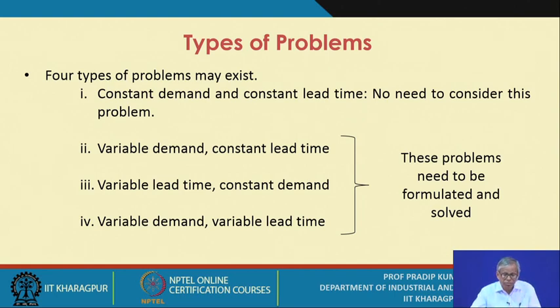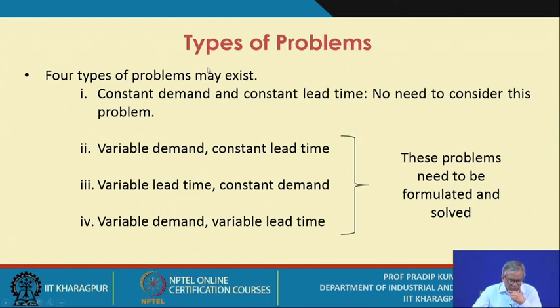You may find that when you consider both demand and lead time as variable, that may be treated as the most complex problem. Whereas when you consider the other extreme, when both the demand as well as the lead time are considered constant, it may be treated as a simple problem. So if you look at a particular path, you can get an idea about the complexity of the problem.